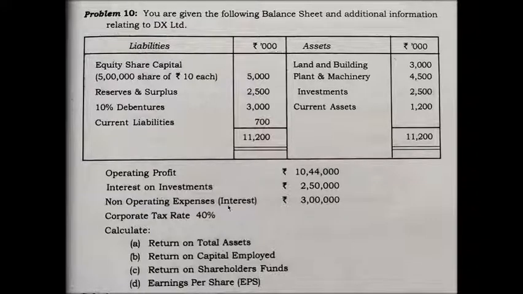In most cases here the interest given is usually the interest on debentures. It is 3 lakhs, and just go through the amount here. Debentures is 30 lakhs, and 10% debentures means 3 lakh. Okay, it's correct. Corporate tax rate is 40%, means the usual tax rate. You are required to find return on total assets, return on capital employed, return on shareholders funds, and earning per share.